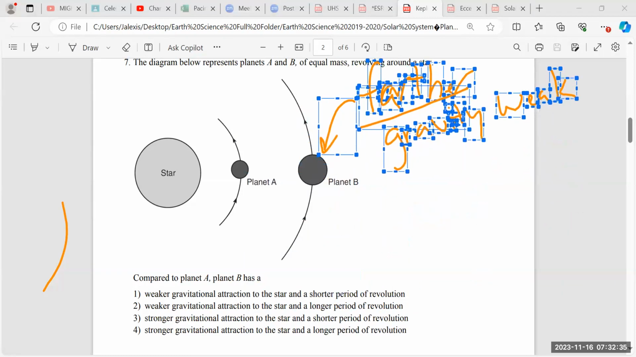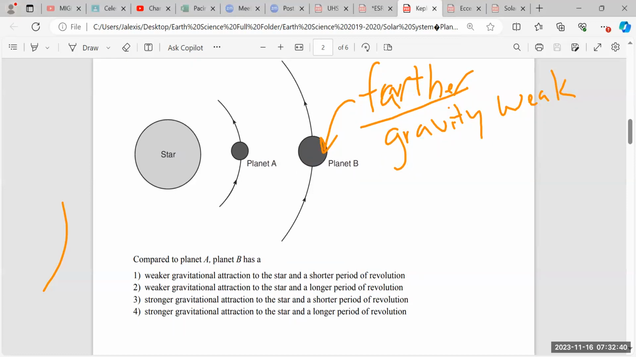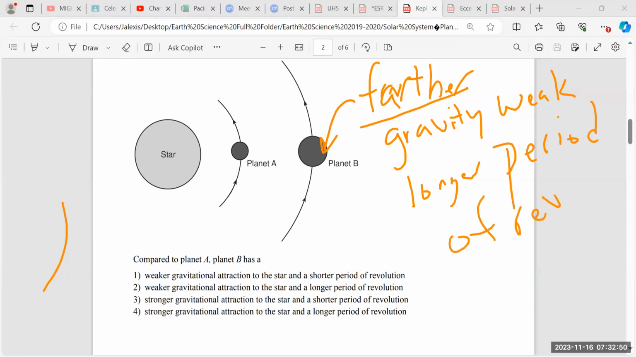All right, so when I take a look back, the option that tells me that the gravity is weaker and a longer period of revolution, focusing just on planet B, is going to be choice 2. Because planet B is farther from the star, which means the gravitational force is weaker, and because it's farther from the sun, it's going to have a longer period of revolution.